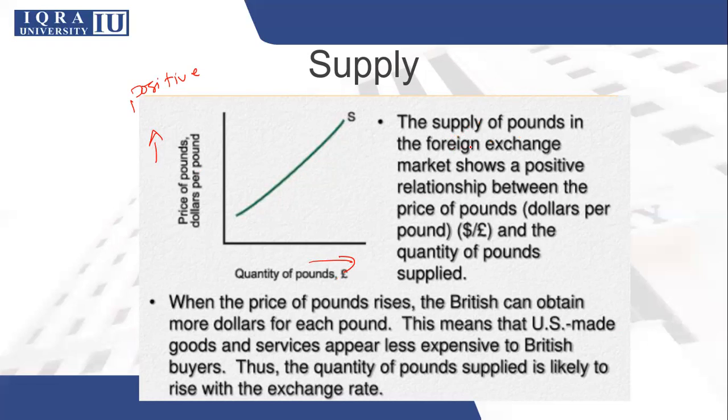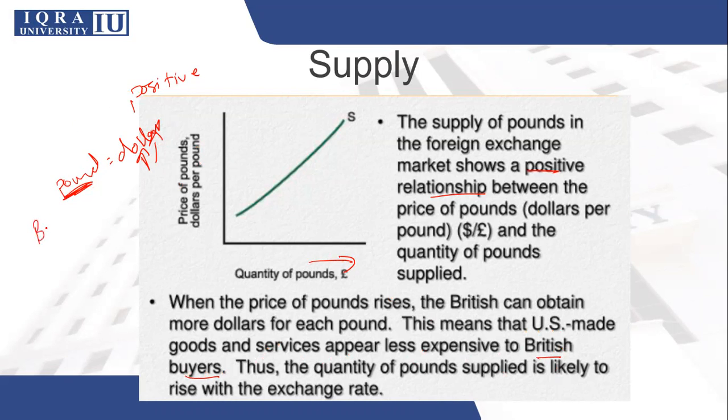So the supply of pounds in the foreign exchange market shows a positive relationship between the price of pounds and the quantity of pounds supplied. Now let's understand this. When the price of the pound rises, the British can obtain more dollars for each pound. Because the pound is rising in value, if you convert pounds into dollars, you will get more dollars. That means that it has strengthened. So that would mean that the US made goods and services appear less expensive to British buyers. Now it's the opposite impact.